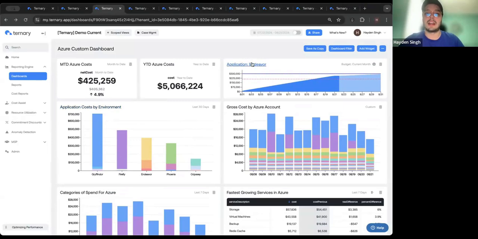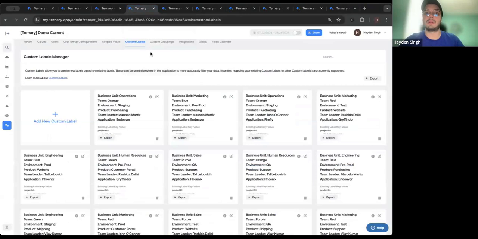Now, you might be asking, how are we getting to those application costs by those specific environments, or how do we understand what the Endeavor application is? And that's by looking at your current tags that you're pulling in directly from the cloud billing files. So these are all custom labels or custom tags that we've created based off of a construct from the billing file. And so this is looking at the different subscriptions in Azure and saying, hey, we know that this specific subscription is tied to the Endeavor application, or is tied to this specific team leader, so Marcelo or even John O'Connor here.